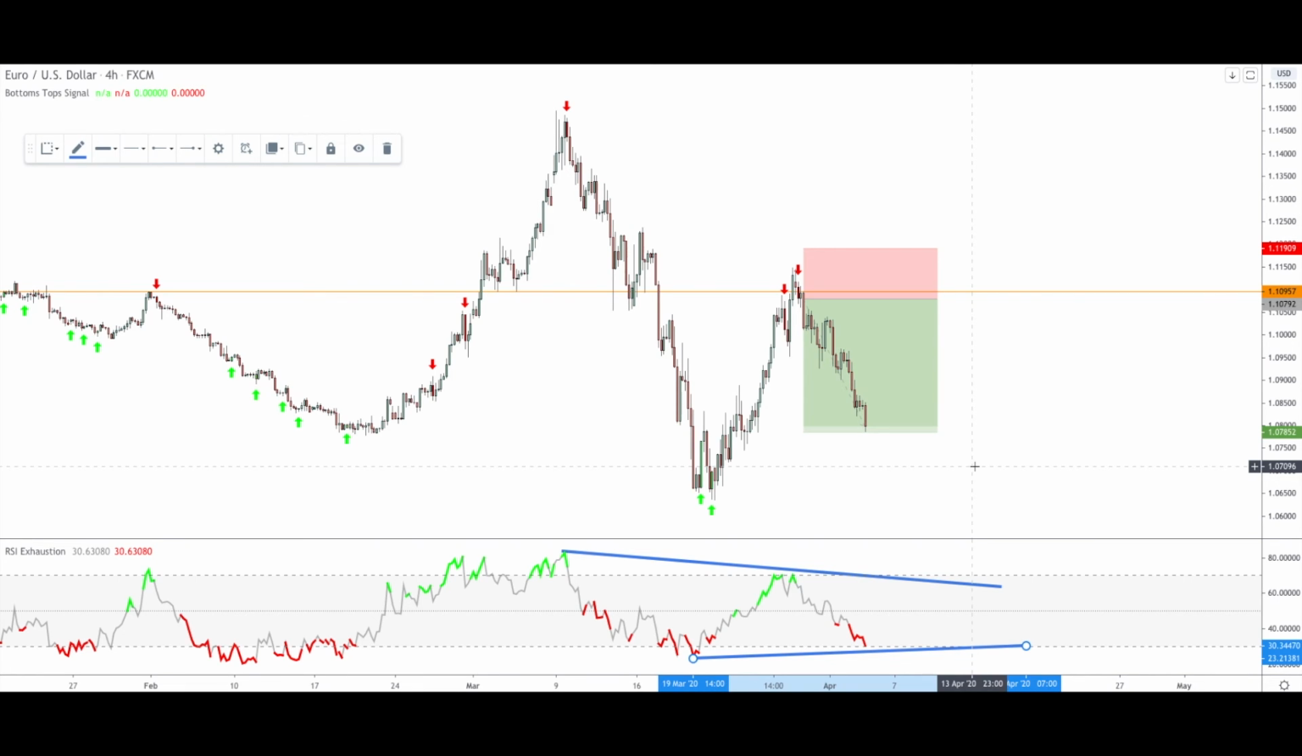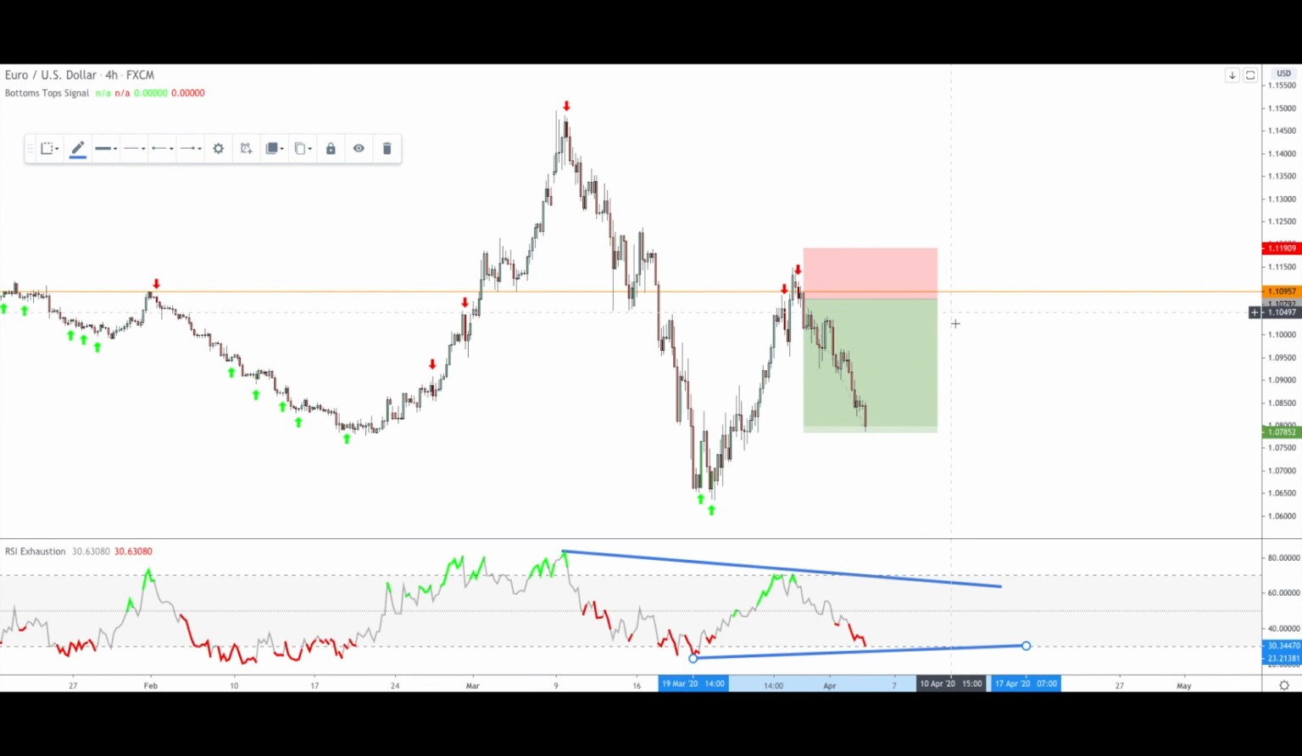However, as you can see, the RSI has moved down. It has become exhausted, and it should stop around here. So the down movement should be almost over. Hopefully we get to our target.